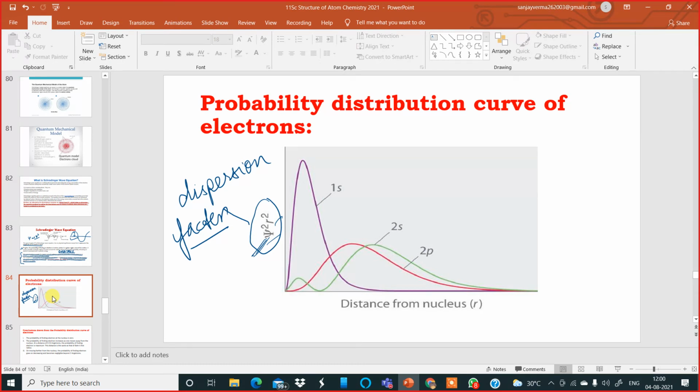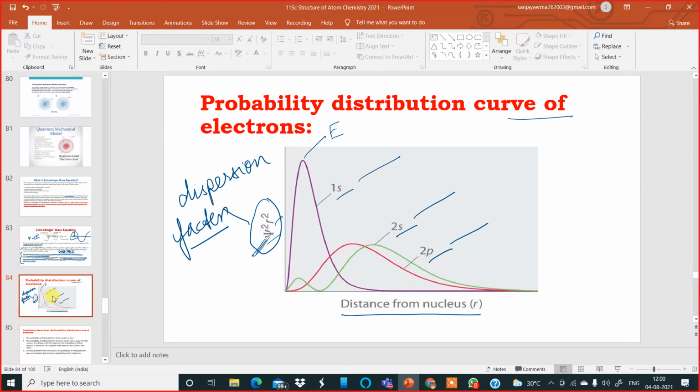How far is the electron from the nucleus? This was plotted versus the distance from the nucleus r for the various orbitals: 1s, 2s, and 2p. For the 1s orbital, the electrons are very close to the nucleus, and the energy is high. When you move to the 2s orbital, it is slightly farther away, and then there is the 2p orbital, farther away, but the energy is lesser as compared to the 1s orbital. So this is a probability distribution curve of the electrons.